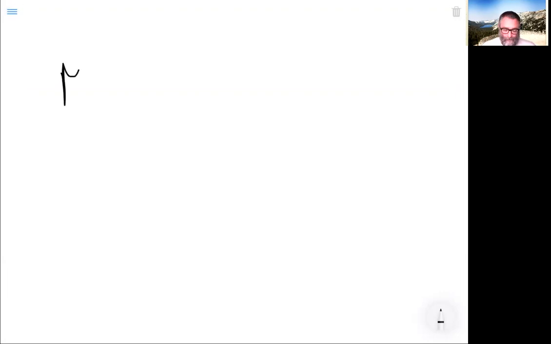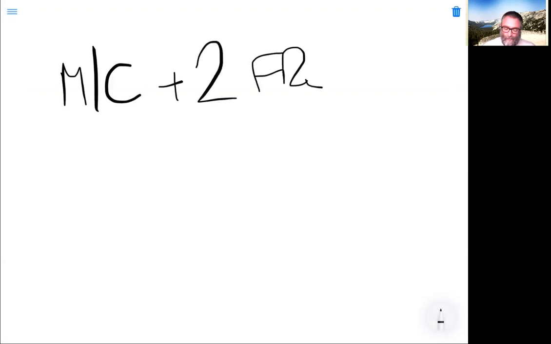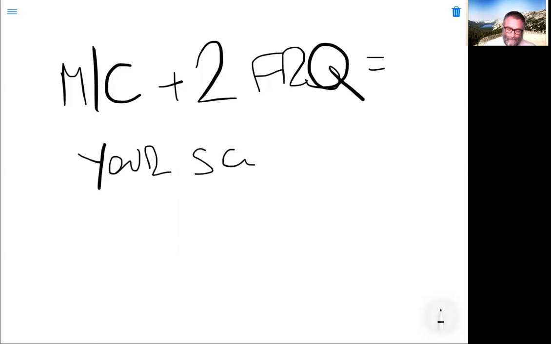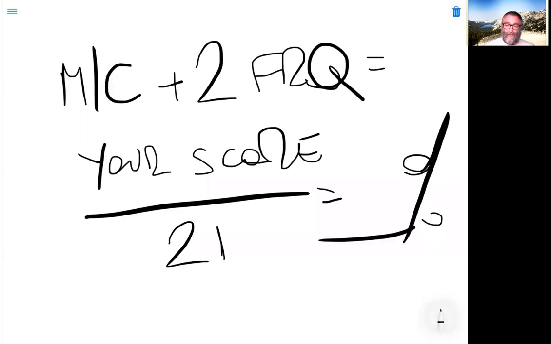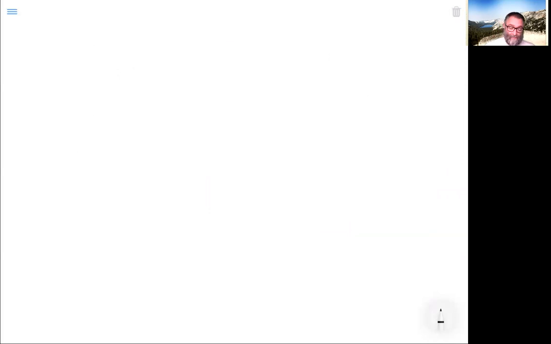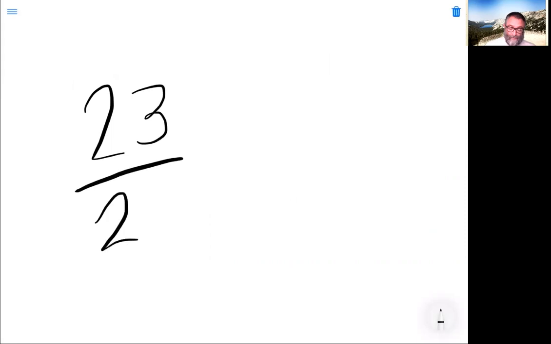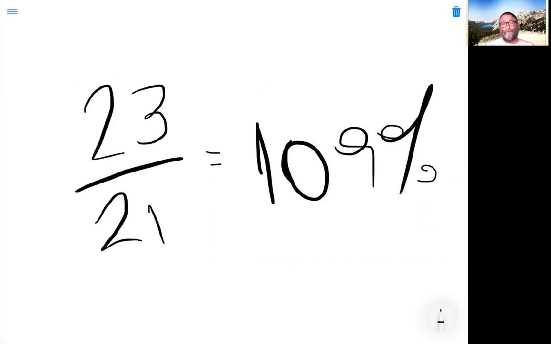Okay, so your scores are always calculated as multiple choice plus double your free response. That would be your score. And in this case, we divide that by 21 because that's where the curve was set. So that's how I arrive at your percentage on this test. Keep in mind, somebody could have like a 23, and so that kid has a very good score.